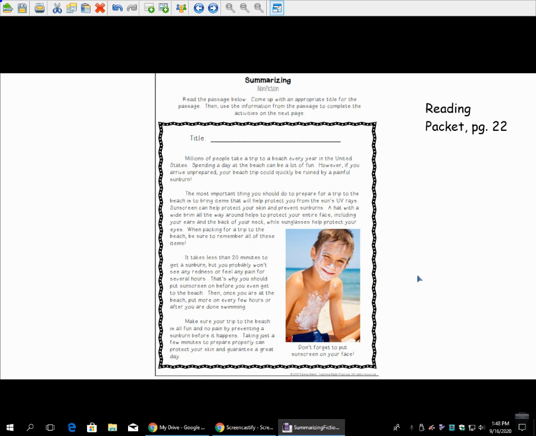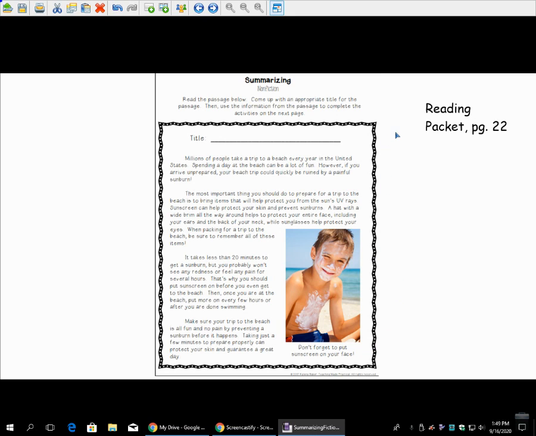This is something I'm sure a lot of us can relate to. Look at this photograph of this young boy. And what is he covered in? He's covered in sunscreen. How many times have you gone to the beach and your mom or dad are asking you, make sure you put on your sunscreen? We can even see in the caption, don't forget to put sunscreen on your face. So we already have an idea what the topic might be.